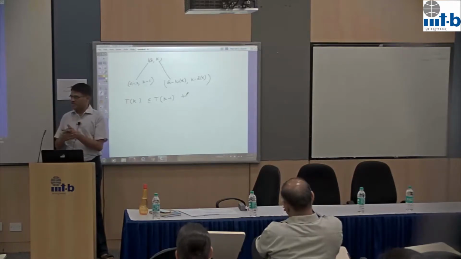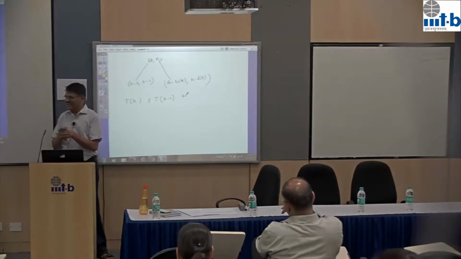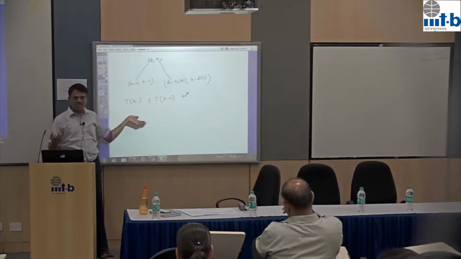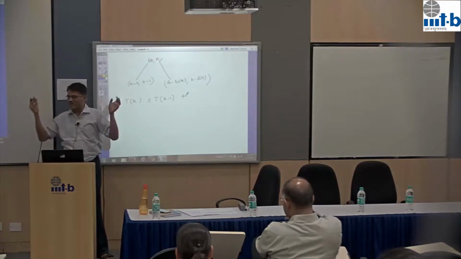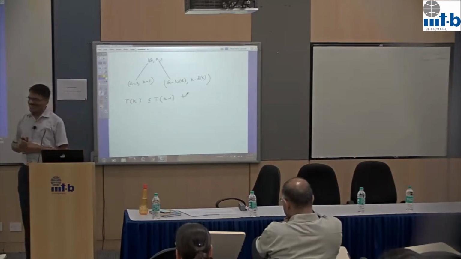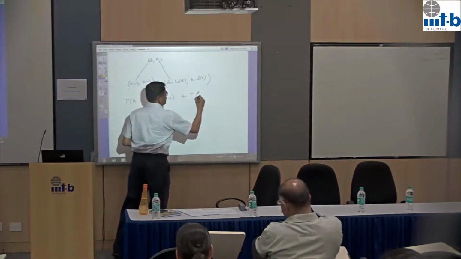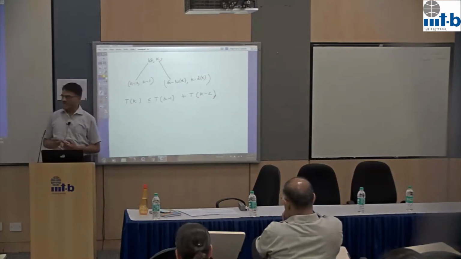In the worst case, the degree could be 1. So it could be k minus 1, and if I have 2 times T of k minus 1, what does it solve to? 2^k. That's not what I wanted to get to, right? So let's assume that your vertex has degree at least 2, okay? And we'll come back to what if not. So if my vertex has degree at least 2, then this recurrence will be something like this.